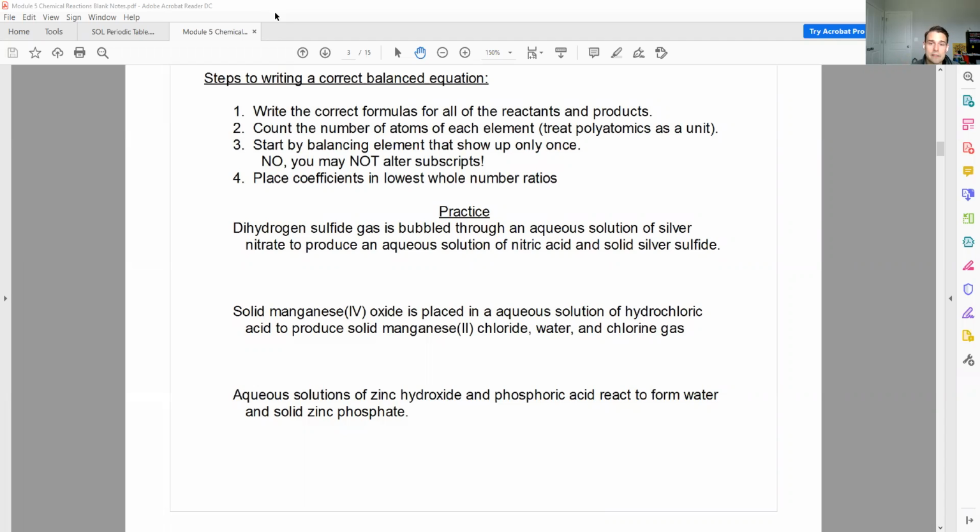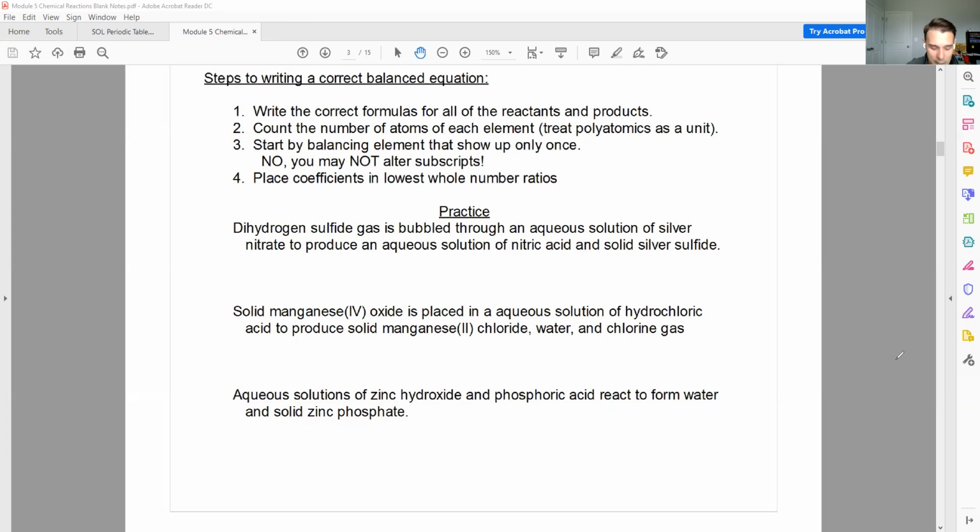Start by balancing elements that only show up once, and you cannot change the subscripts. That's super important. All we're doing is putting coefficients. And those coefficients have to be in the lowest whole number ratio. So if you have a 2, a 2, a 2, and a 4, that needs to be reduced down to 1, 1, 1, and 2. Okay. And typically all I do is start on the left side of my equation and balance as I go down the line. Nothing too crazy.